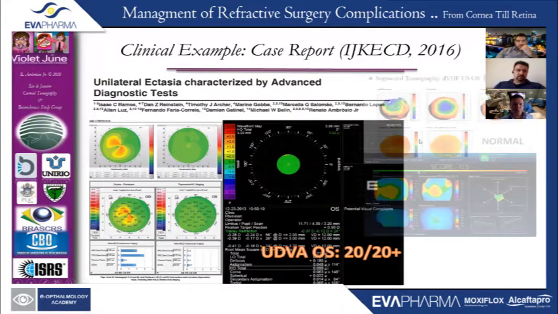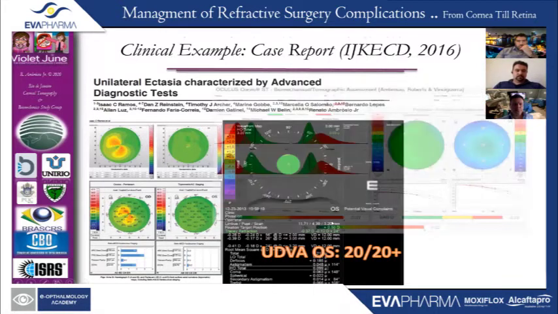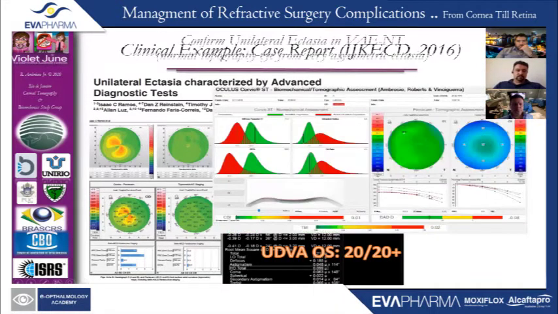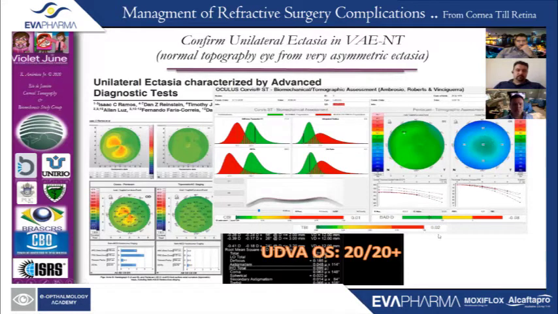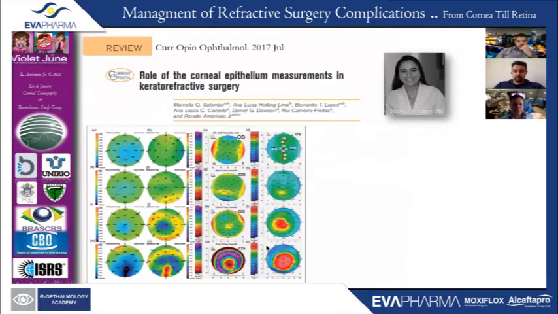The patient was sent to Denver Einstein for follow-up many years after the surgery, and everything is normal, including epithelial thickness, the Young-Gatinel score, and the tomography and biomechanics a few years later is still very normal. So it gives you the idea that unilateral ectasia can be observed and documented based on multimodal imaging. Multimodal imaging goes to microlayer tomography, which is epithelial thickness.